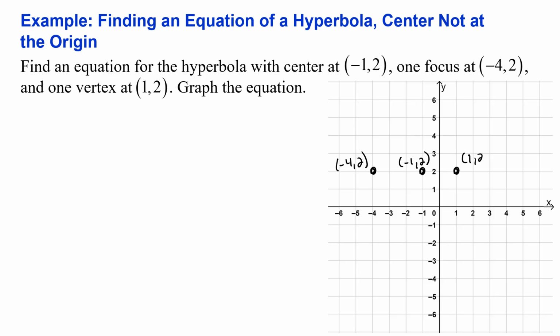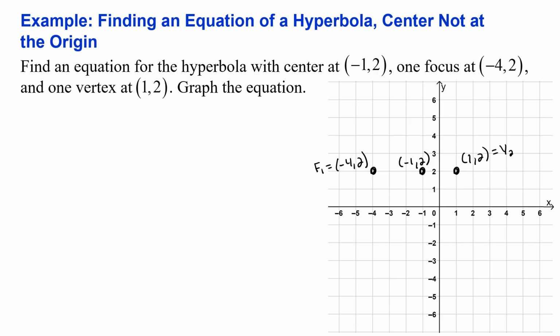the point 1, 2. Now, since the given focus is to the left of the center, we denote it as f sub 1, and the given vertex is to the right of the center, so we'll denote that as v sub 2. Now, because the given center, focus, and vertex lie on the horizontal line y equals 2, the transverse axis is horizontal and is parallel to the x-axis.